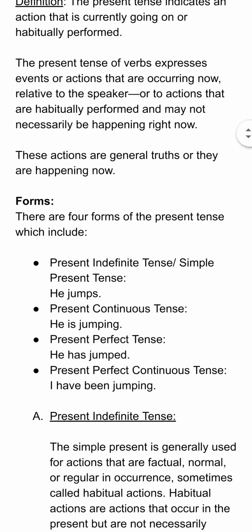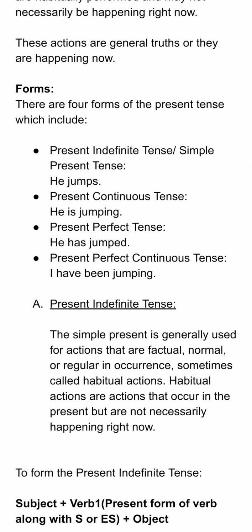Now, there are four forms of the present tense. First, present indefinite tense or simple present tense. For example, he jumps. Second, present continuous tense. For example, he is jumping. Number 3, present perfect tense. For example, he has jumped. The last one in the present form of tense is present perfect continuous tense. The example goes like, I have been jumping. Now students, let us discuss the present forms of tenses in detail.